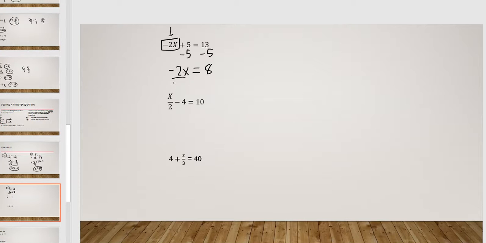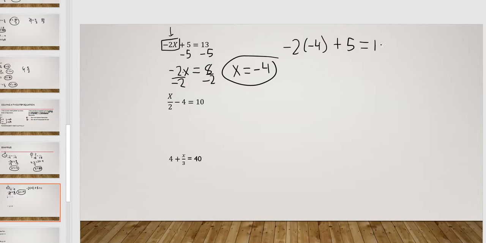Then to get rid of the multiplication of negative 2, we use division. We divide by negative 2 on both sides. X equals negative 4. Voila, that is our solution. If we plug negative 4 in for the x in our original equation, that is what makes the equation true. Okay, let's look at the next one.